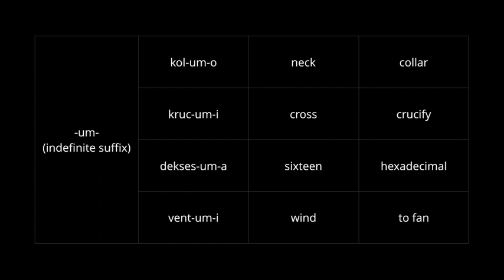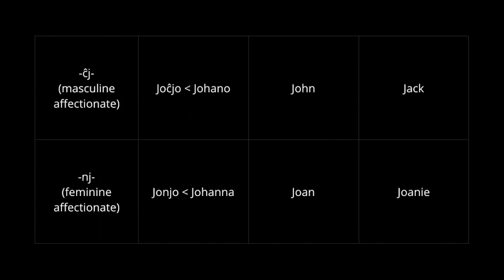So kolo is a neck, kolumo is a collar. Krutso is a cross, so krutsumi is to crucify. Deksesis the number 16, so deksesuma is the adjective meaning hexadecimal. And vento refers to wind, so ventumi is to fan.